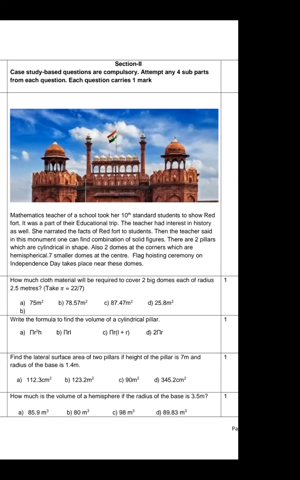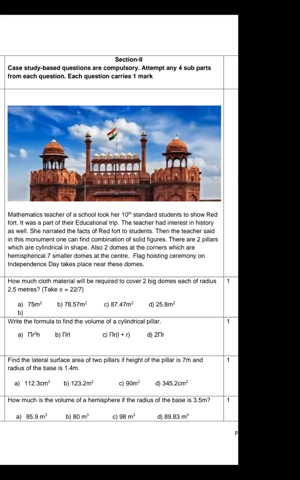She narrated the facts of the Red Fort to students, and said, in this monument, one can find a combination of solid figures. There are two pillars which are cylindrical in shape. Can you see these are the cylindrical pillars, beta? Yes, ma'am. Also two domes at the corners which are hemispherical. These are the hemispherical domes.